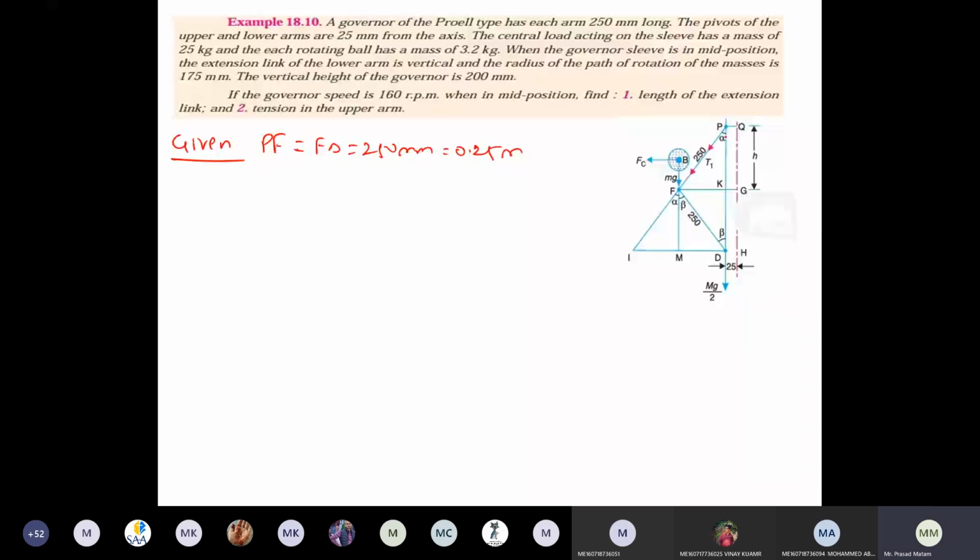Offset distance is PQ, that is equal to, please unmute yourself dear student. Someone has opened. Hello, please unmute yourself.